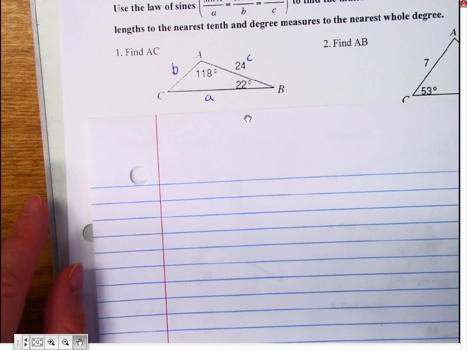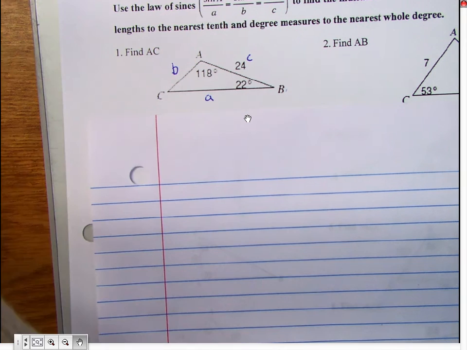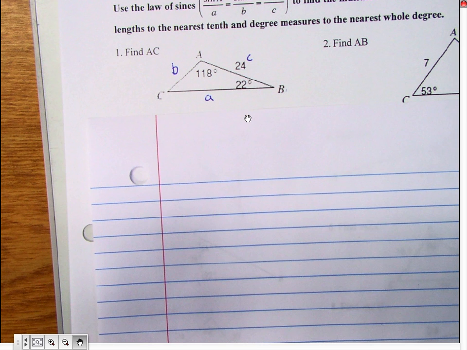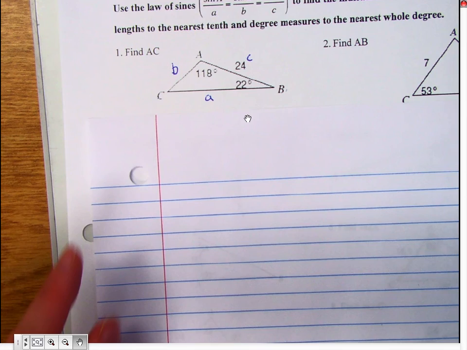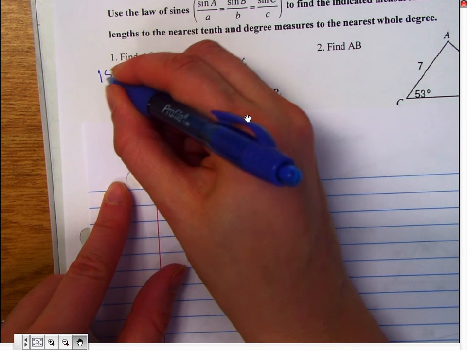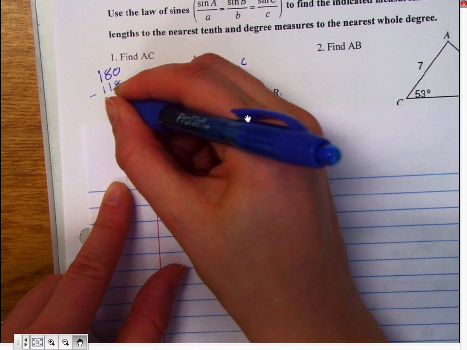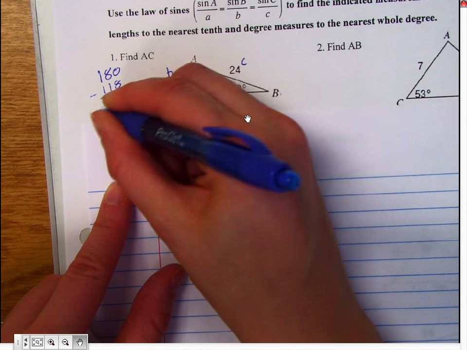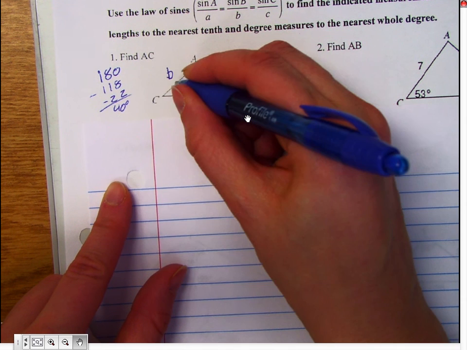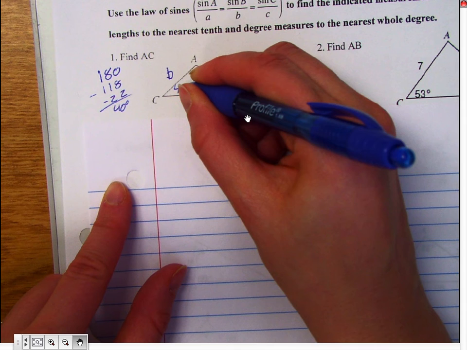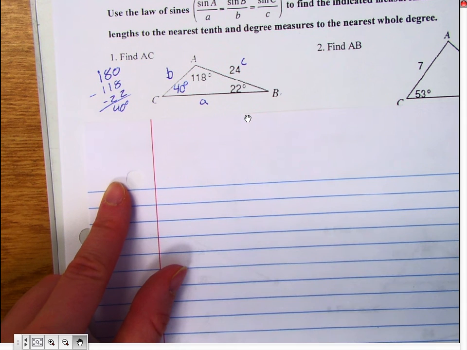Okay? Step 1's done. Step 2, I like to know what the third angle of a triangle is. How do I do that? 180 minus 118 minus 22, and I'm left with 40 degrees. And I'm going to put that right in my triangle, 40 degrees. I've done this problem already, don't worry about it. I don't normally be able to do it that quick.